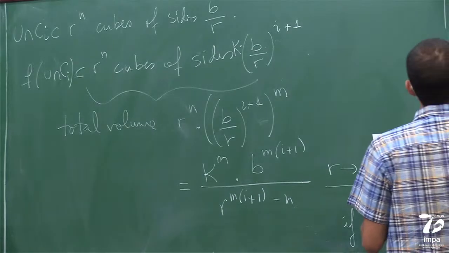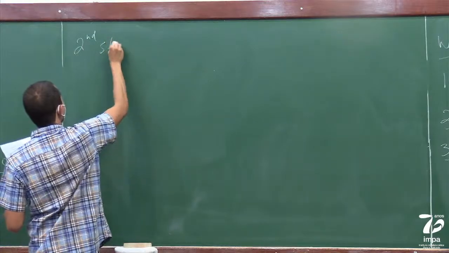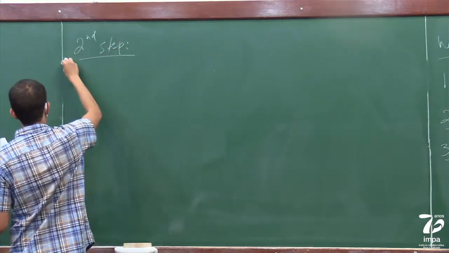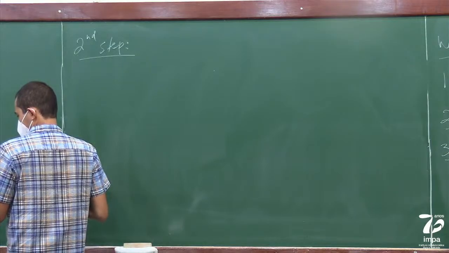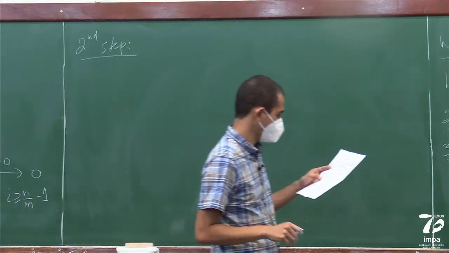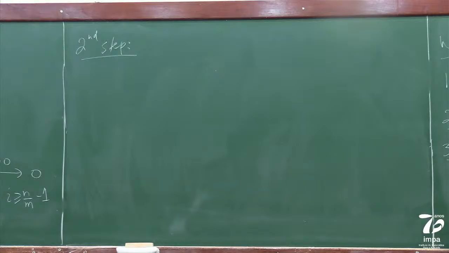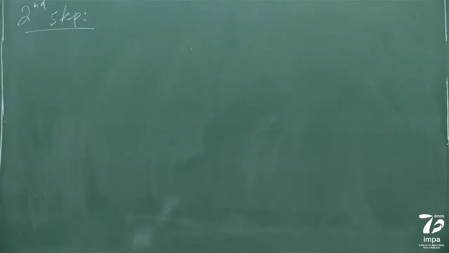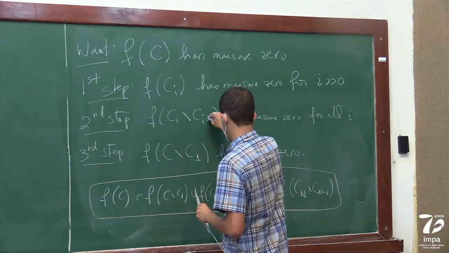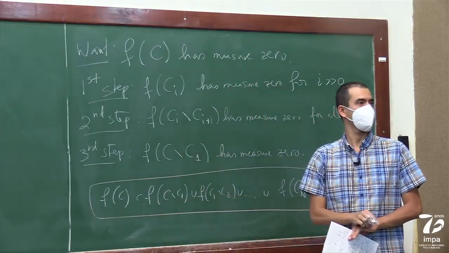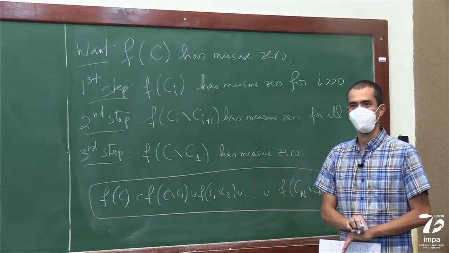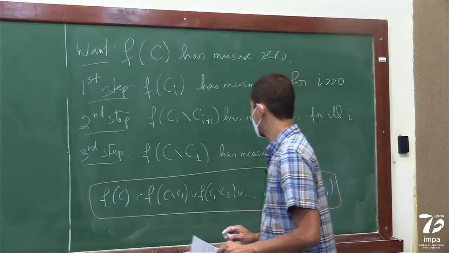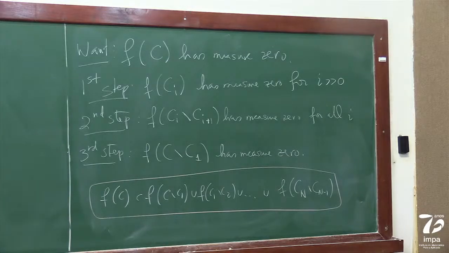Now the second step. Now I want to look at Ci minus Ci plus 1. I don't know why I wrote Ci minus 1, because Ci plus 1 is contained in Ci. Okay, so second step.